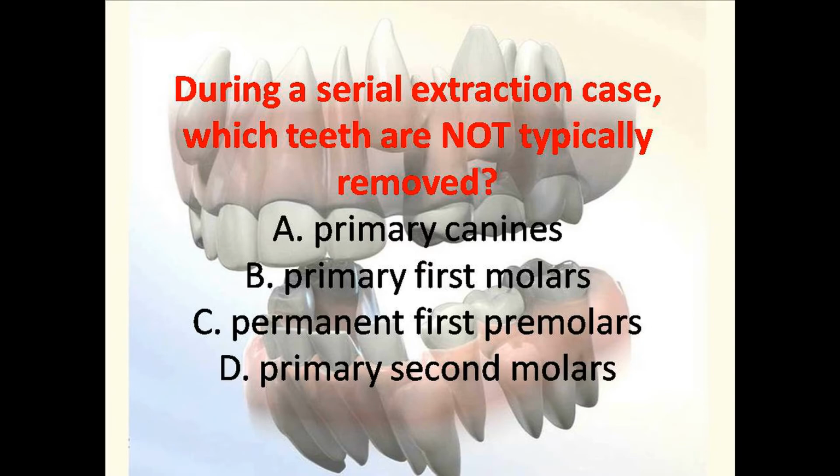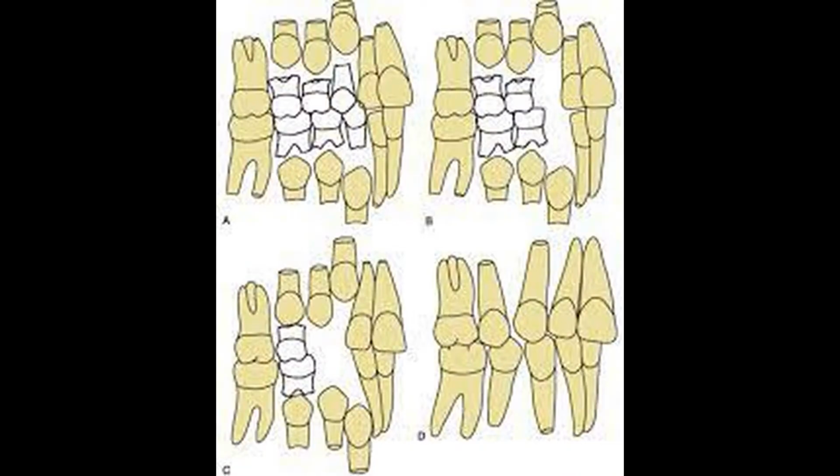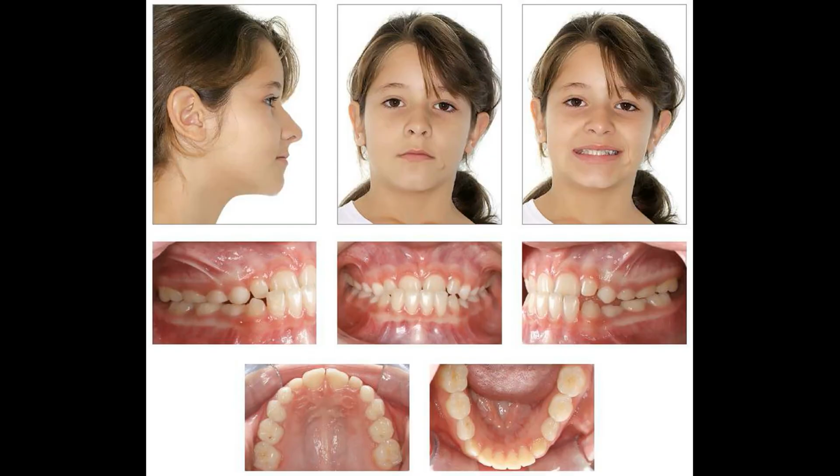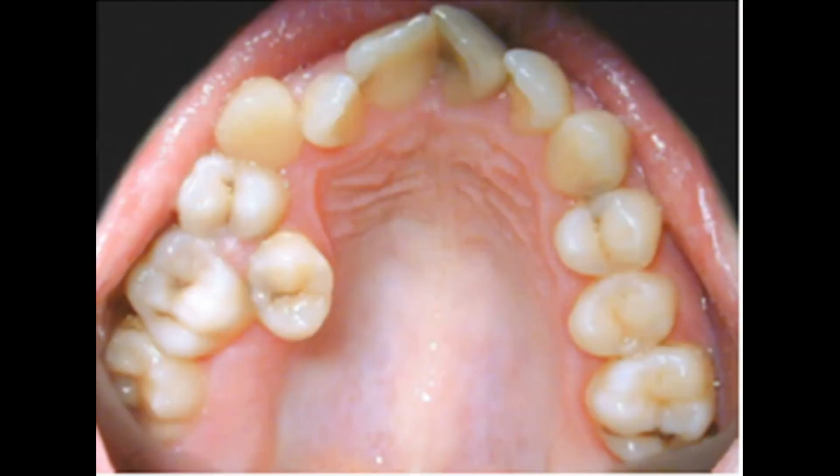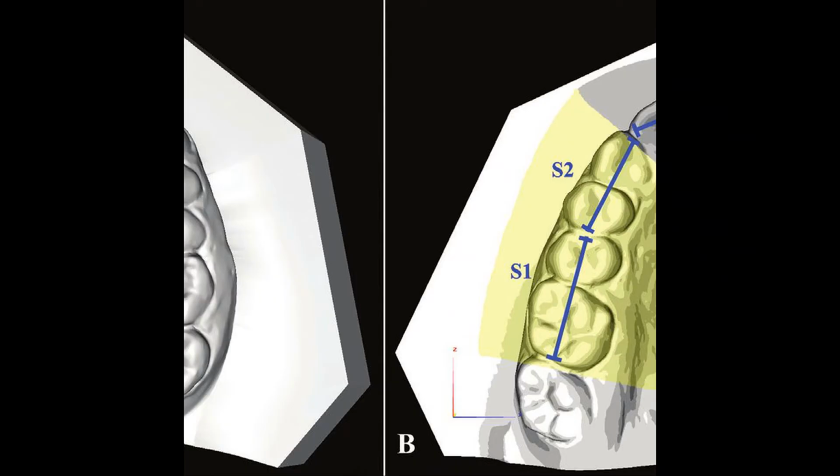Beginning with the explanation, serial extraction is the orderly removal of selected primary and permanent teeth in a predetermined sequence. It is mainly indicated in severe class 1 malocclusion in the mixed dentition, which has insufficient arch length. The procedure benefits children who demonstrate an arch length discrepancy.